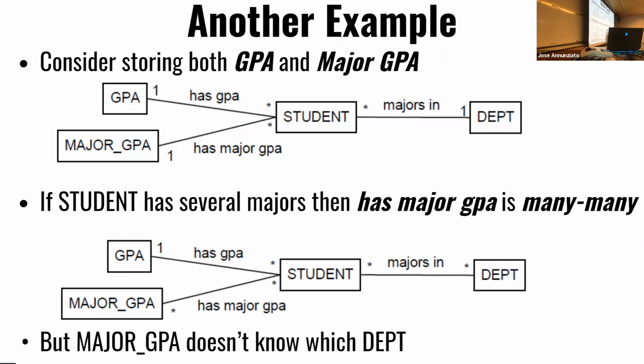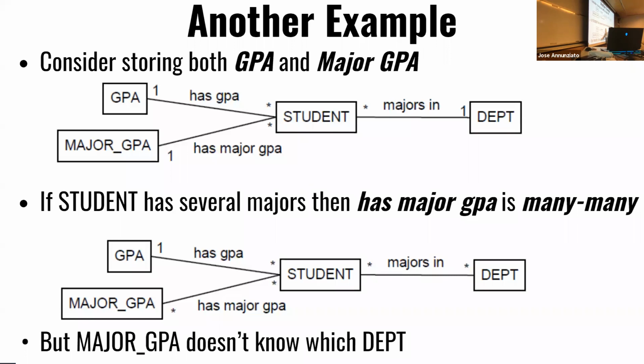in multiple departments. Now the class diagram fails. So what used to be fine before is no longer fine now, right? Because one thing that we might do is say, okay, well, now because you have multiple majors, I'm going to allow you to have multiple GPAs.